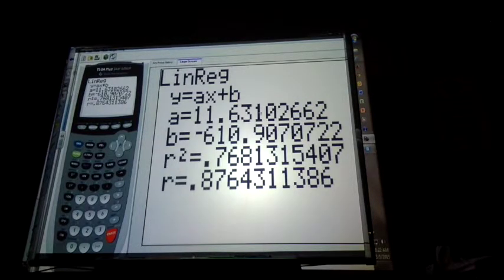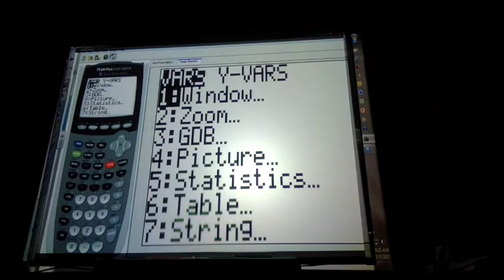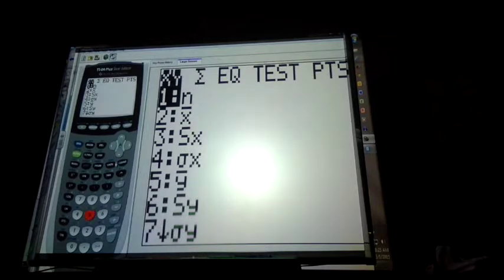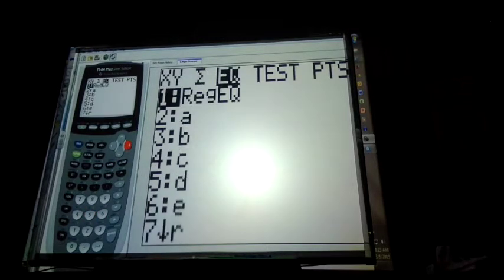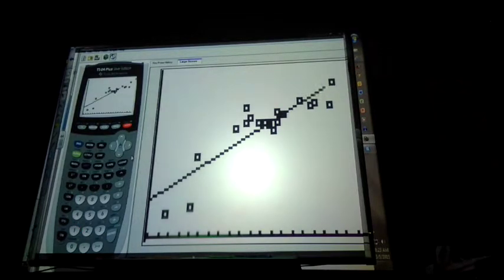All right, so let's do the line of best fit. Or let's graph it. So how am I going to graph it? I've already done zoom stat. Y equals, bars, statistics, EQ, and number 1. And then hit graph after that. Here comes our line of best fit. Squeeze this onto there.